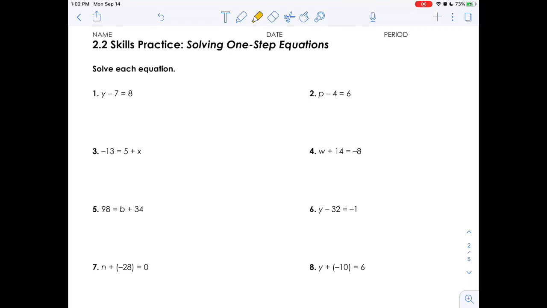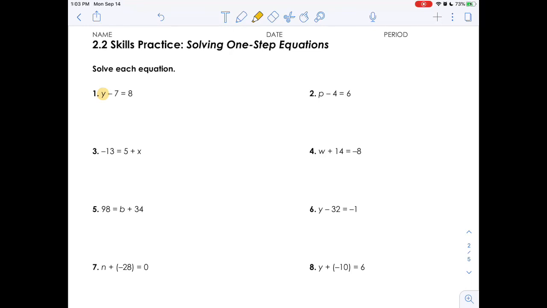We're solving each equation, meaning we're trying to find the value of the variable. So with number 1, I have y minus 7 equals 8. The first thing I need to do is identify my variable. I'm going to highlight it, but you could circle it as well. My variable is y. That's what I'm trying to solve for. Y minus 7 equals 8. In order to find out the value of y, I need to get it by itself.